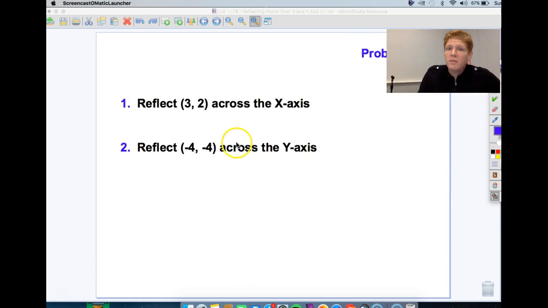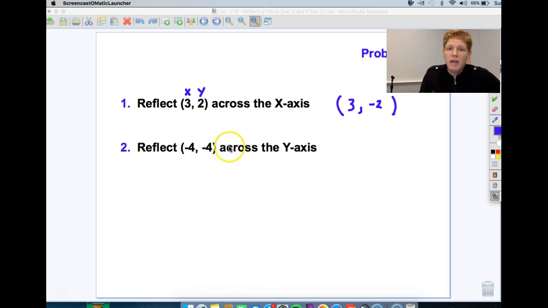Now you can see sometimes you'll be asked these questions and you won't be given a coordinate system to look at for reference. So let's take a look and use what we know to solve these problems. We are asked to reflect (3, 2) across the x-axis. So remember what we learned. We learned that when we reflect across the x-axis, which coordinate stays the same? That's right, the x-coordinate stays the same. And then the y-coordinate changes to its opposite when it is reflected across the x-axis. So our new point is (3, -2).